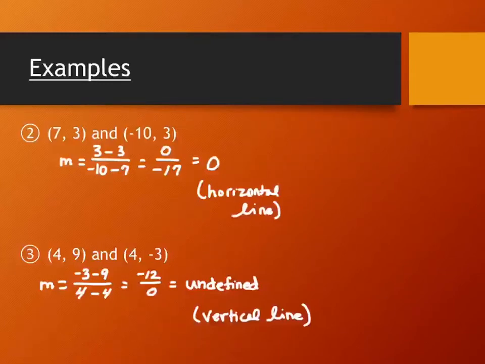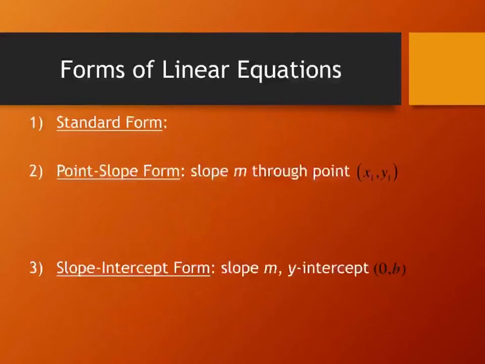All right, there are 3 forms of linear equations, or equations for lines, that we're going to take a look at. The first one is called standard form. Standard form for a line, which we've seen a couple of times now, is ax plus by equals c. A, b, and c are real numbers. While some of them can be 0, a and b both cannot be 0 for it to still be a line.